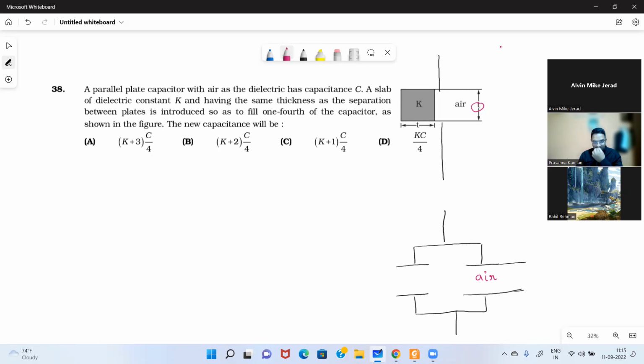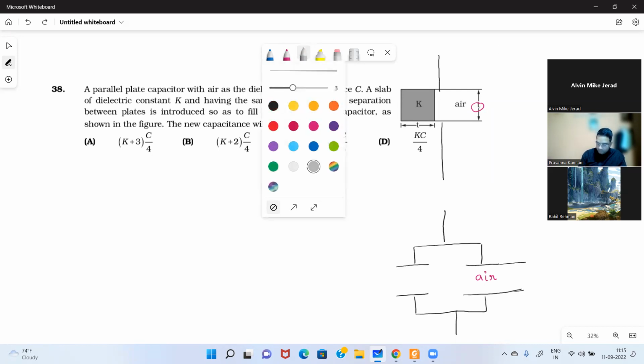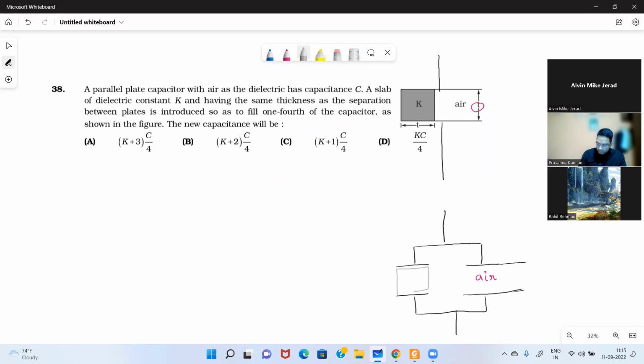This is the air region of the capacitor. Are you able to understand how I have drawn this? I have just split the capacitor like this, and again the connection like this. Clear now? Very good. So what happens is, this is also T, this is also T.